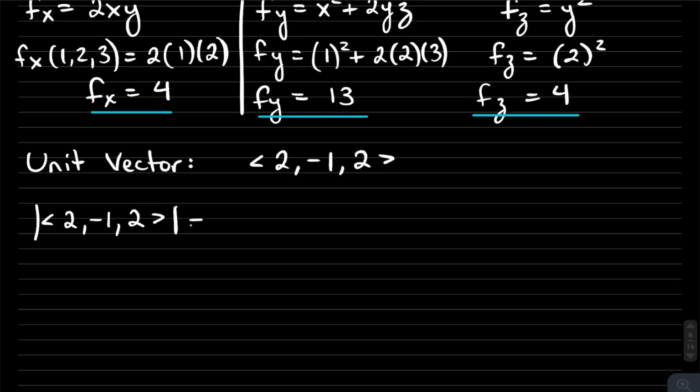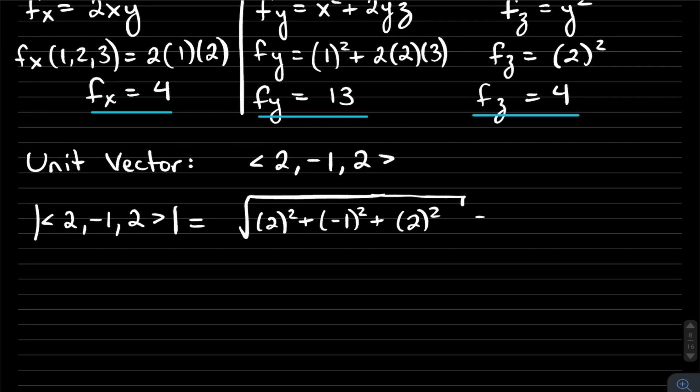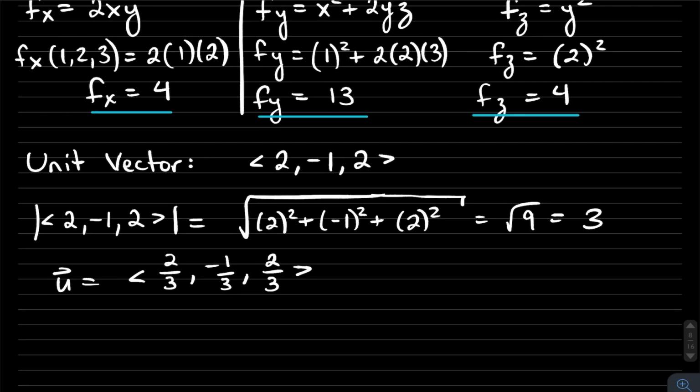Okay, we take the magnitude. When we do this, we get the square root of the sum of the squares: 2 squared plus negative 1 squared plus 2 squared. That gives us 4 plus 1 plus 4, which is the square root of 9, which is 3. All right, and so now we just have our unit vector. We divide by that 3, and we get our unit vector is 2 over 3, negative 1 over 3, 2 over 3. And that's also going to be important right here.